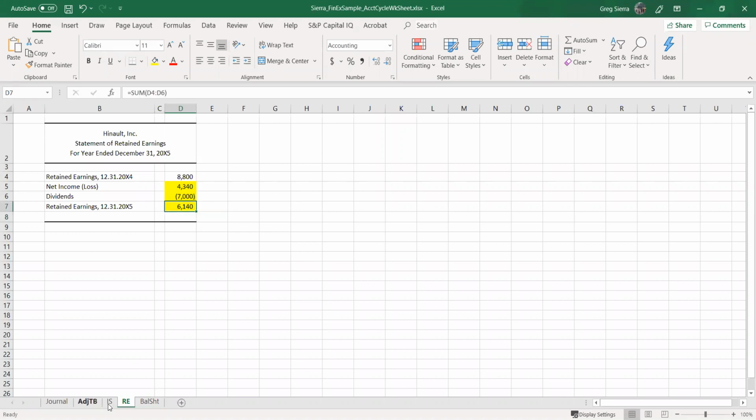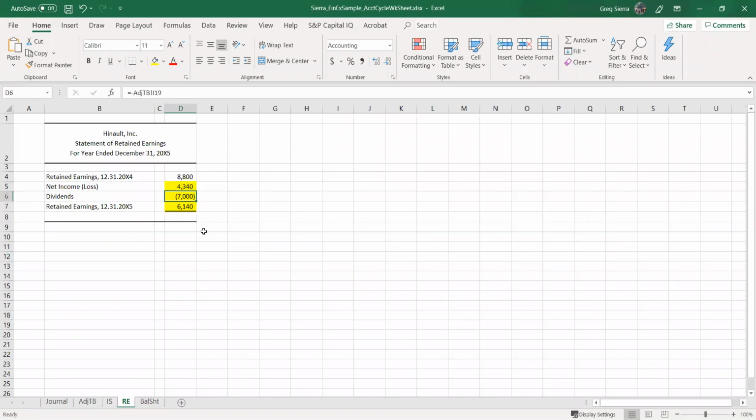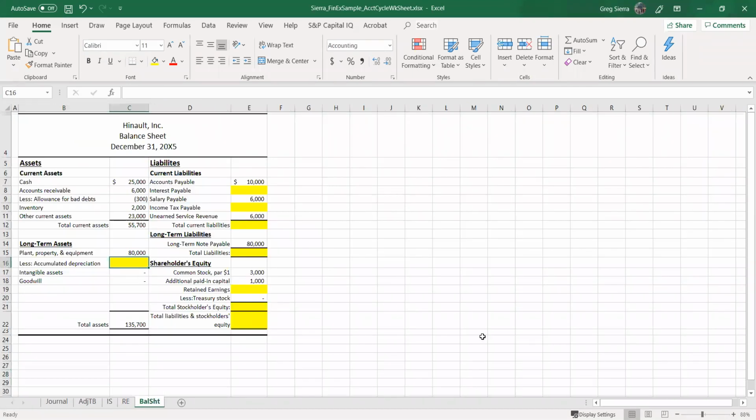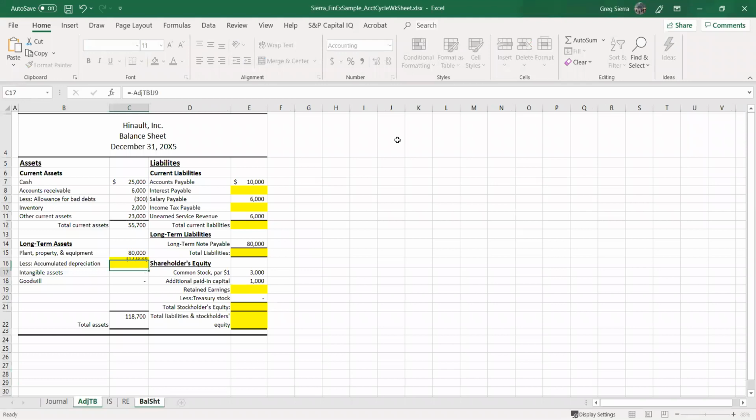All right, so we have our income statement. We took our net income, put it into retained earnings, grabbed our dividends from the adjusted trial balance, and now we have to work on the balance sheet. So our first item, and I've highlighted them all for you here, is the accumulated depreciation. Again, I'm going to put the minus sign in just to make my sum easier, and we get 118.7. So what we're looking for is a 118.7 over here for total liabilities and stockholders' equity. So let's just start getting to work.